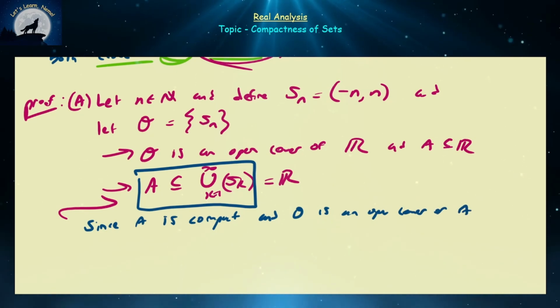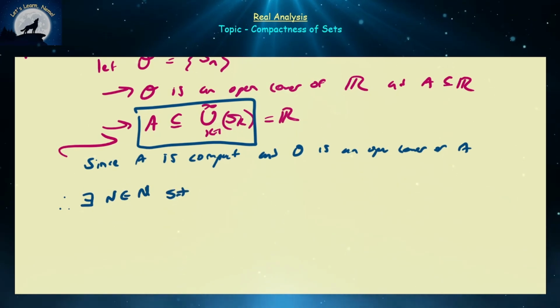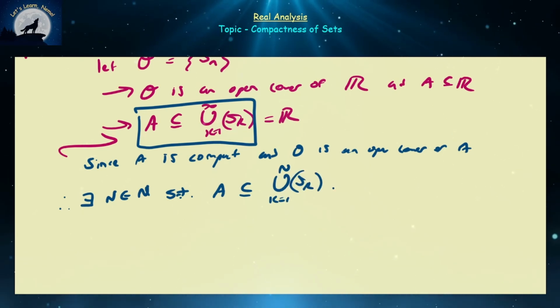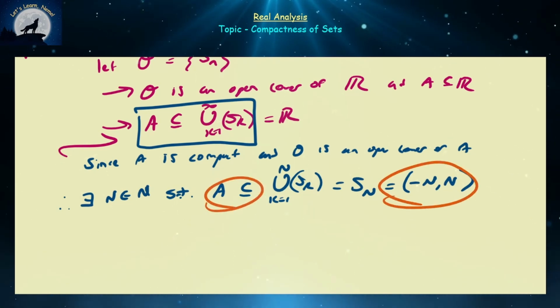That means, since it is compact, every open cover has a finite subcover. So we can choose a finite subcollection from the set O, and A will still be contained within it. Right? So that means there exists a capital N in the set of naturals such that A is a subset of the union from K is equal to 1 to N of Sk, and that by definition will be equal to S capital N, which is going to be equal to minus capital N to capital N.